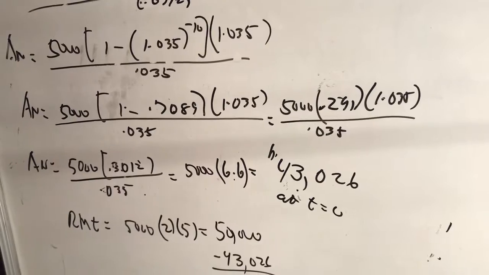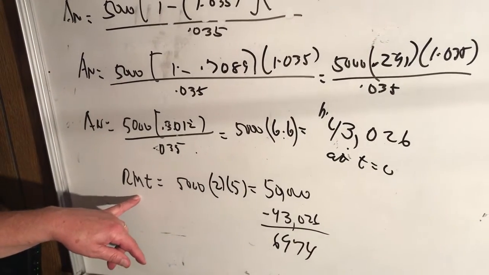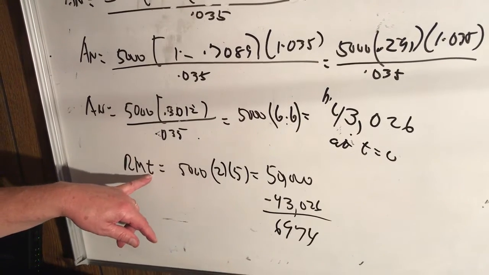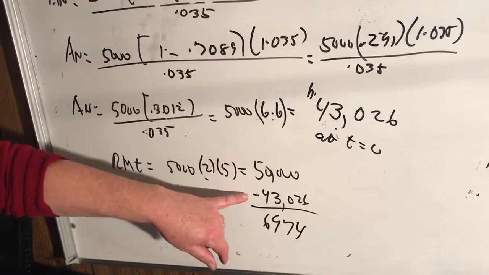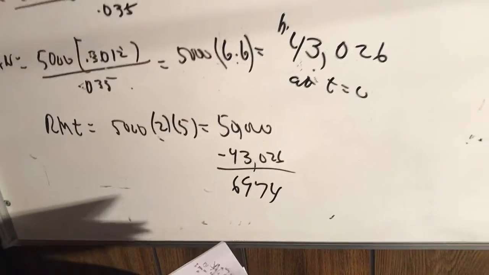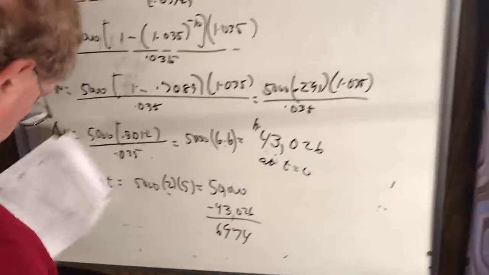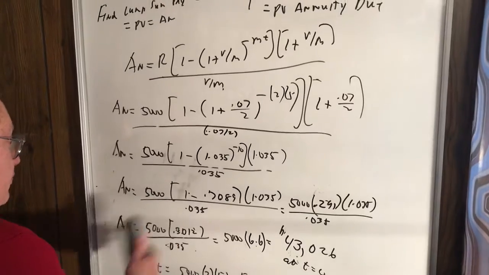How much did we make? Well, we got $5,000 twice a year for 5 years. I got $50,000. When I subtract from how much I put down, I made 6,974. Okay. So, let's look at the next one.